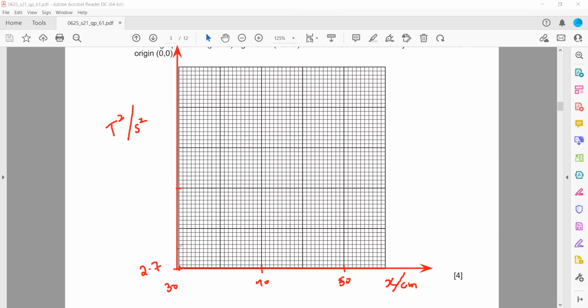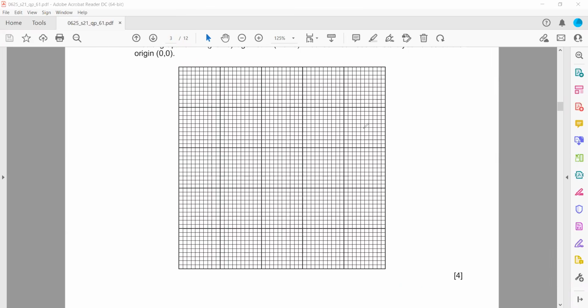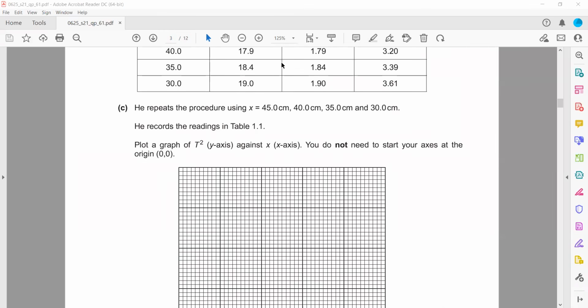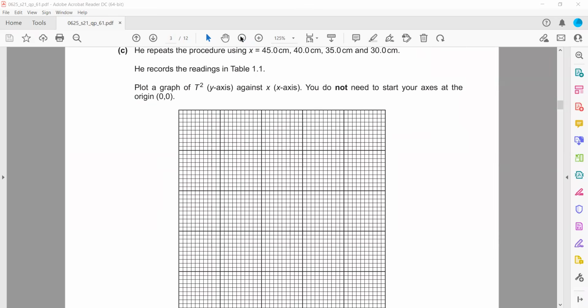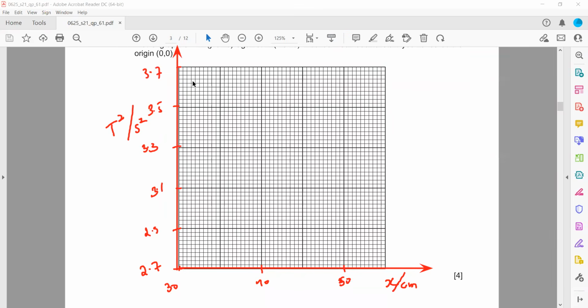So 2.7, 2.9, 3.1, 3.3, 3.5, and 3.7. And what is the last value? If it is more than, like, 3.71, or it is 3.61, so it is fine. And why did I not start the graph from 0, 0 or the origin? Because they already mentioned that we don't have to include the origin, so we can start with any value.